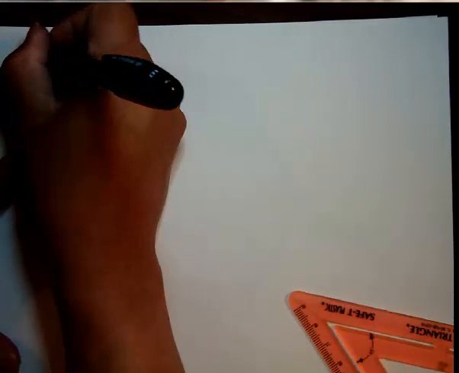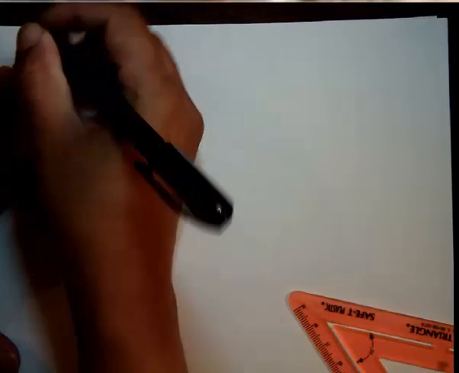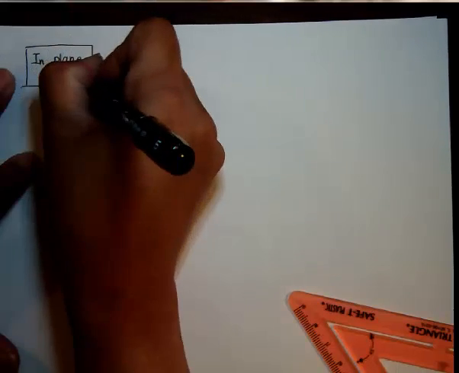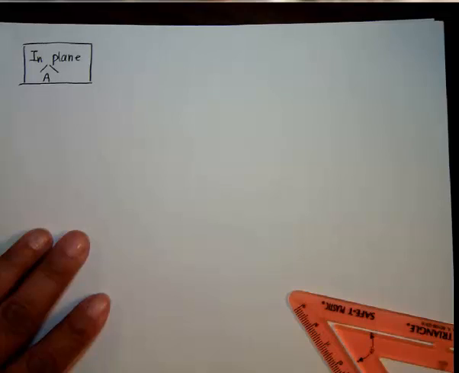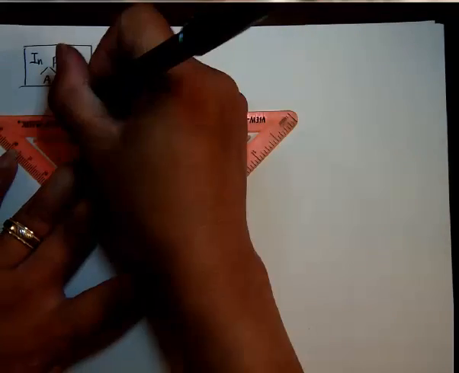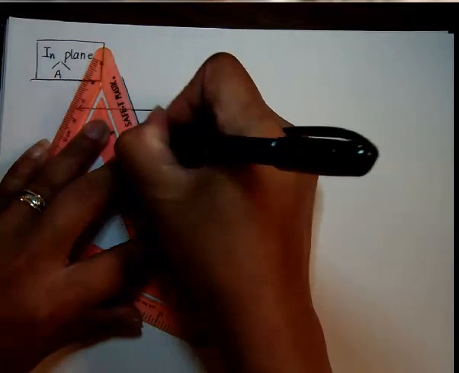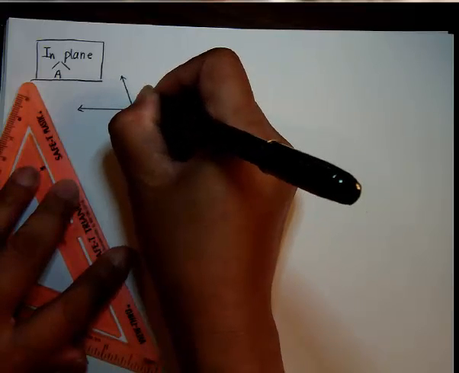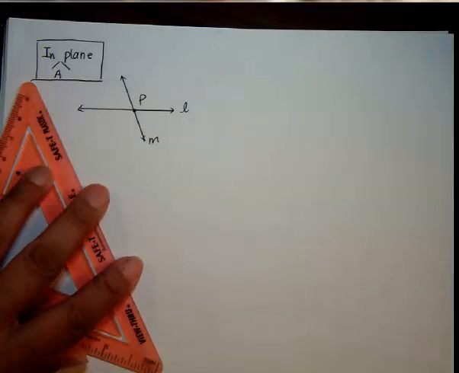In one of the relations below, we are going to talk about in a plane. We are not going to talk about the relations in a space. We are talking about in a plane. In a plane, if you draw two lines, let me call this line L, and this is line M. The lines can be intersecting at a point. This is the intersecting point.